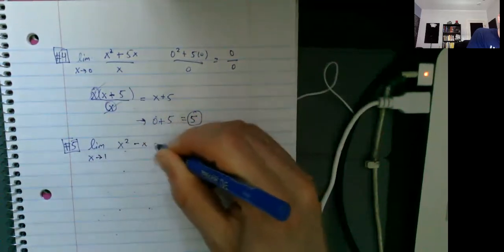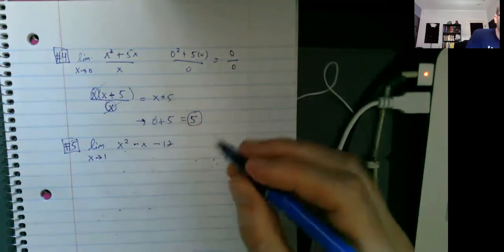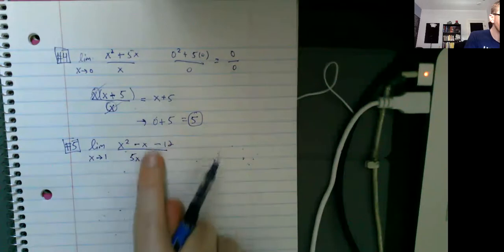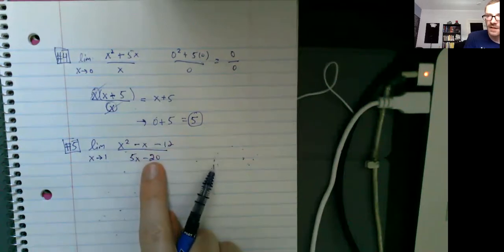Number 5, very similar. We're asking you to evaluate the limit as x approaches 1 of x squared minus x minus 12 all over 5x minus 20. There are some things that can be factored here, but I think that what's surprising is that if you plug in the number 1 into this expression, you actually get an ordinary number to begin with.